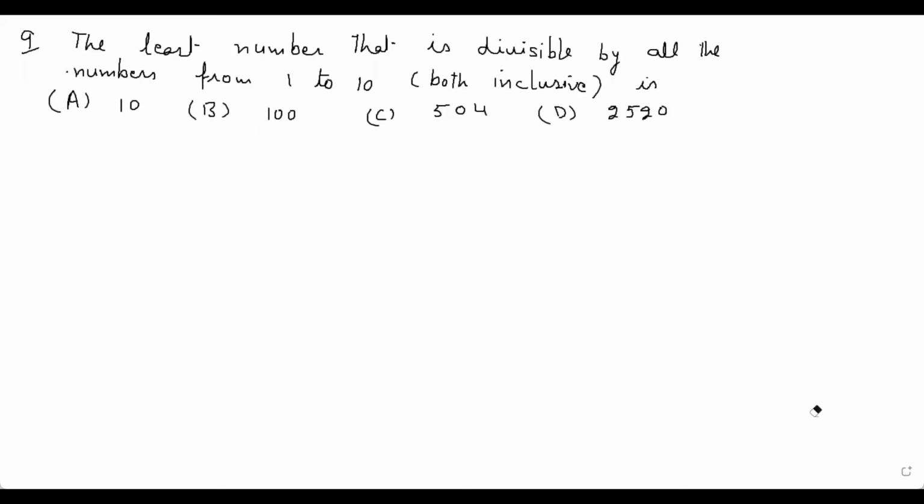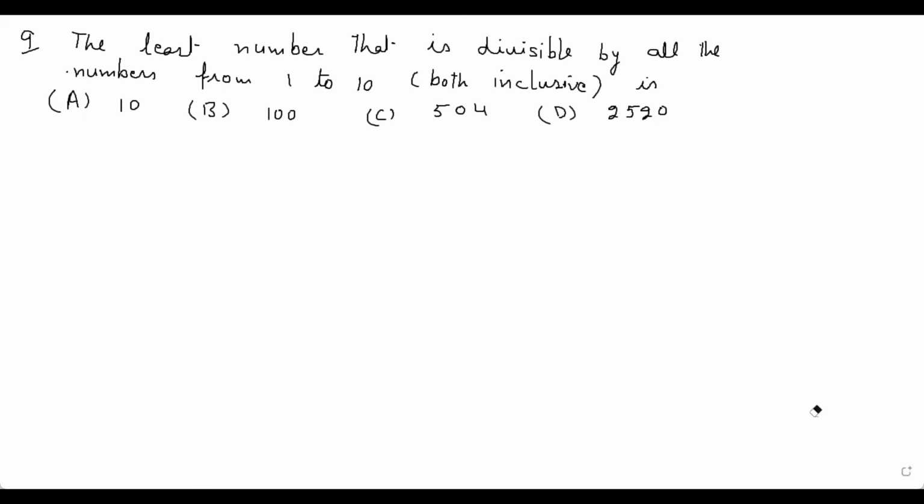Now the ninth question is: the least number that is divisible by all the numbers from 1 to 10, both inclusive, is... there are four options: 10, 100, 504, and 2520. What is he asking in this question? We have to find the least number which is divisible by all the numbers from 1 to 10.